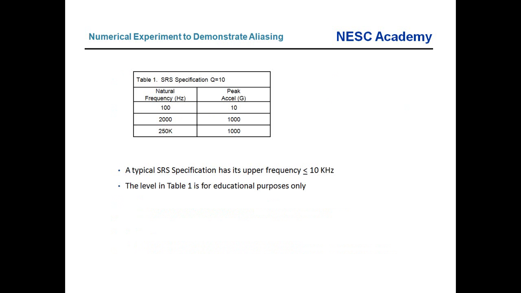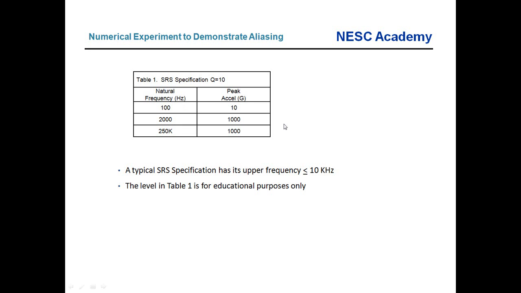So let's start off with a hypothetical specification. Now, this is not representative of real specifications because the final breakpoint is 250 kilohertz. Well, typically for a pyrotechnic SRS type shock test, the spec would go from 100 hertz to 10,000 hertz. That's the convention. But just for educational and demonstration reasons, I'm taking that final breakpoint at 250 kilohertz. And this particular shock has a ramp and then a plateau.